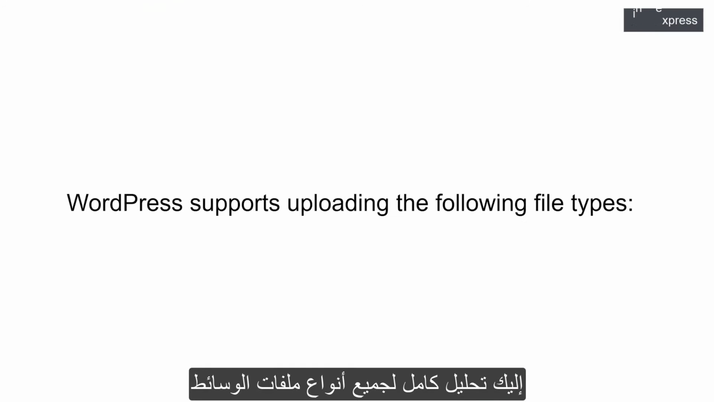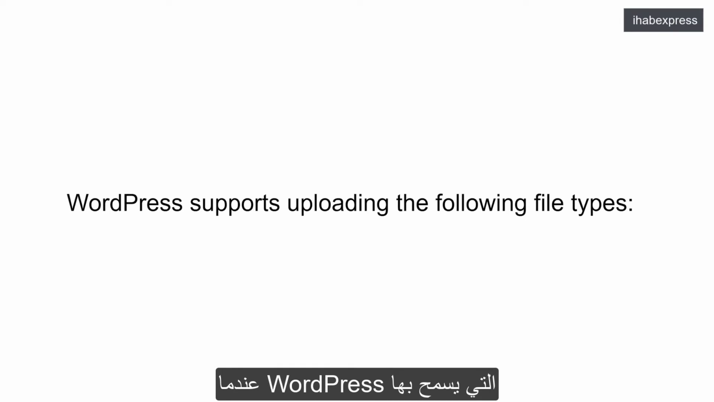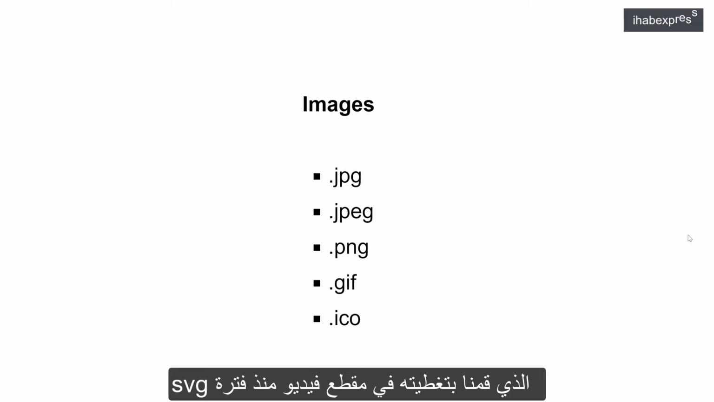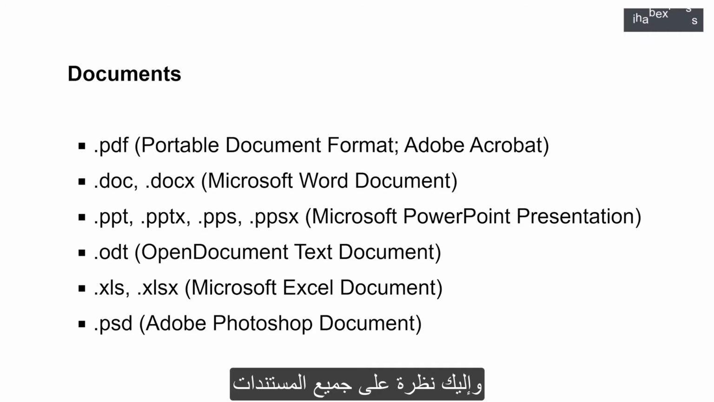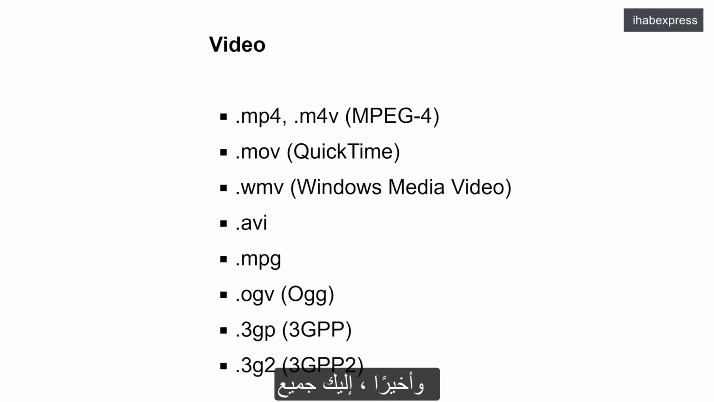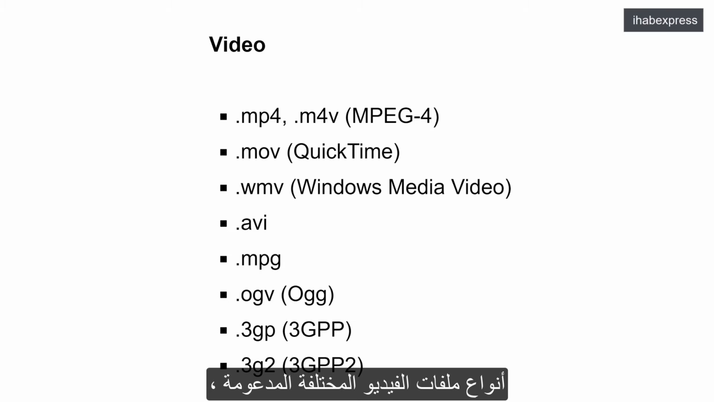Here's a full breakdown of all the media file types that WordPress allows. When it comes to images, you can also do SVG, which we covered in a video a while back. Here's a look at all of the documents. This is all of the audio options. And finally, here are all of the different video file types supported.